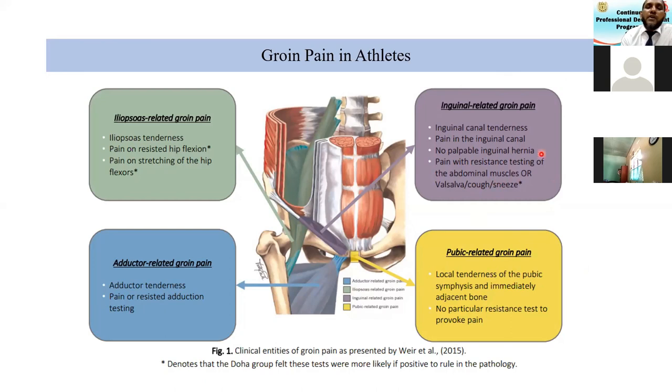The other category of groin pain is inguinal related groin pain, where the structures of the inguinal canal and the posterior surface of the inguinal canal go into stress. Then patients will have tenderness over the inguinal canal, and you will not find any palpable inguinal hernia. We call this a sports hernia or Gilmore's groin, where there is no palpable hernia, but there is pain with resisted abdominal muscles, Valsalva, cough or sneeze. So these are the common four conditions associated with groin pain.